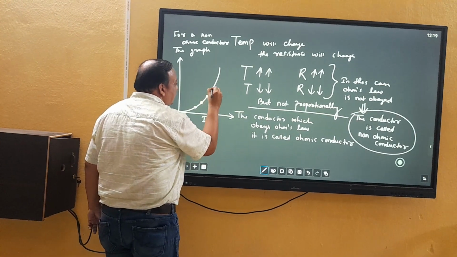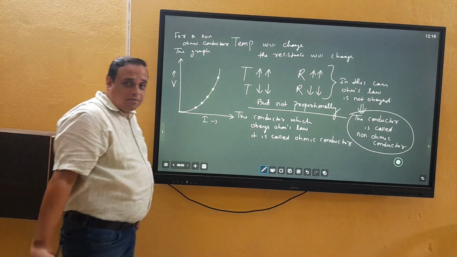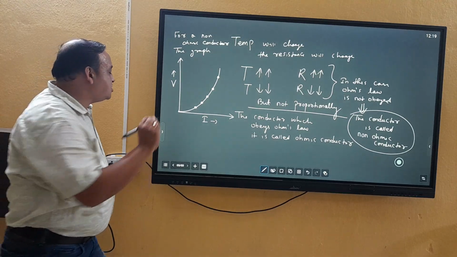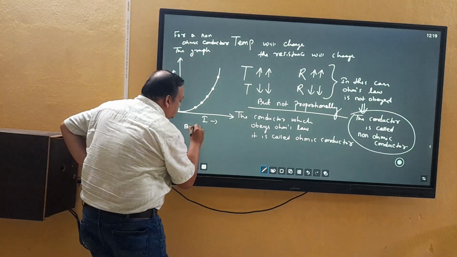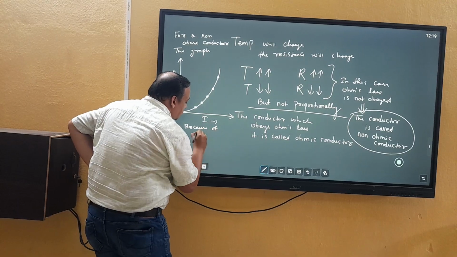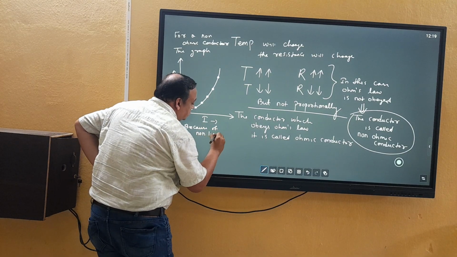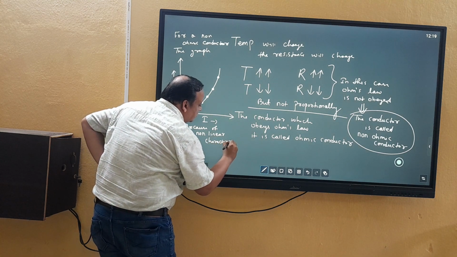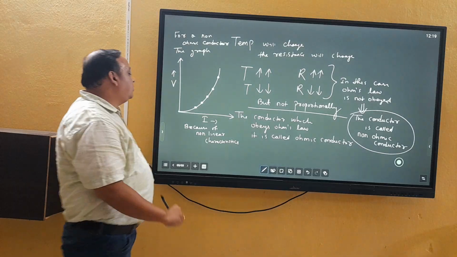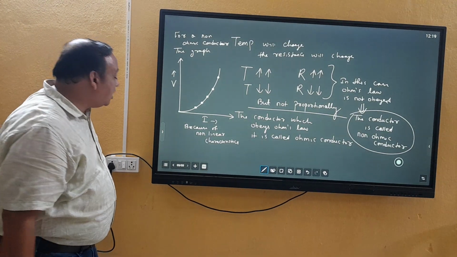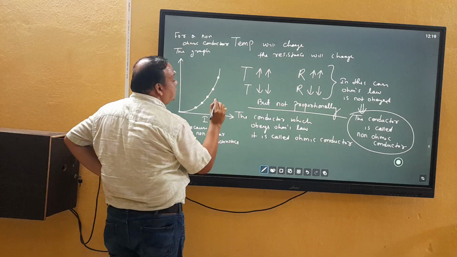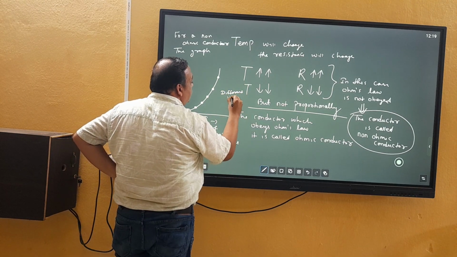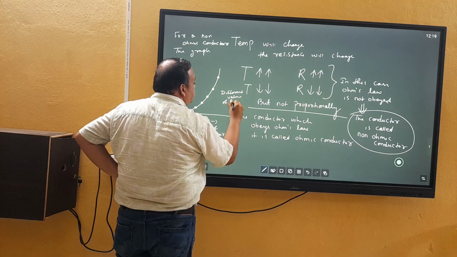The resistance values are different. Okay, why is it different? Because of non-linear characteristics. Because of non-linear characteristics, the graph is a non-linear graph, so we will get different values of resistances.